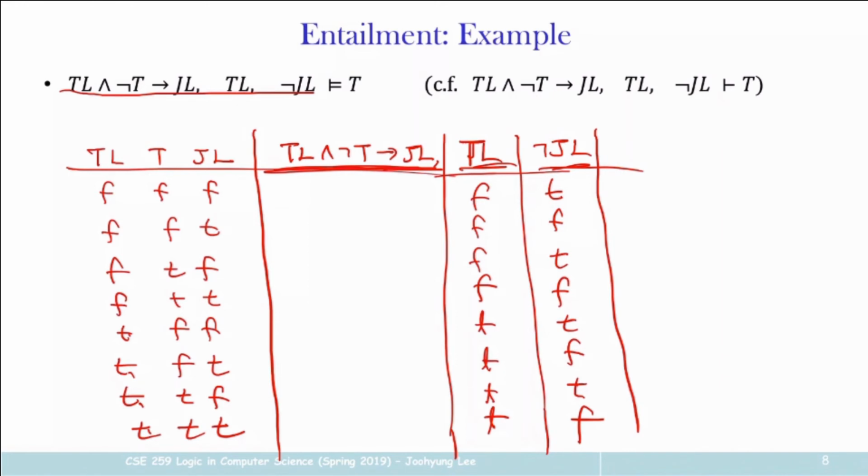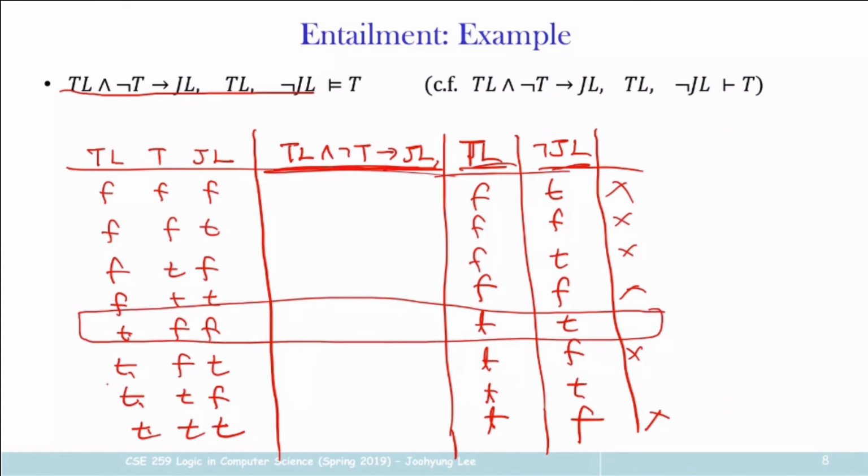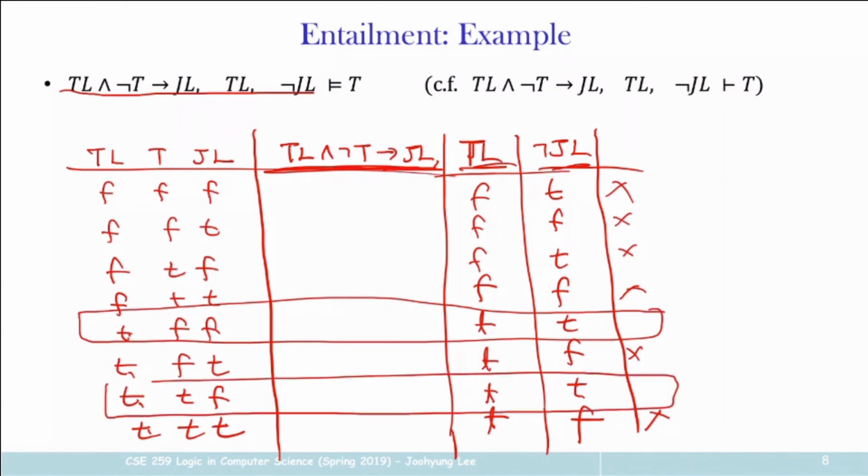So I can actually write everything, but actually I don't need to do, because what I need to find out is the interpretation that satisfies all three formulas to be true. So this is hopeless, right? Because TL is false, and also this is hopeless because not JL is false. So I only need to focus on these two. Okay? Now let's check this interpretation.